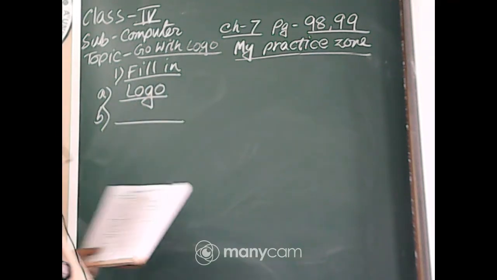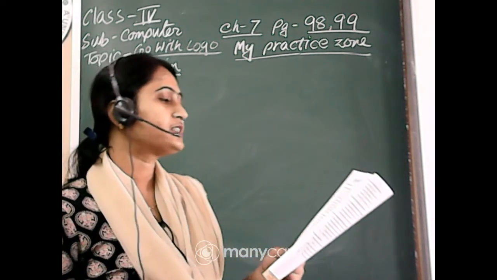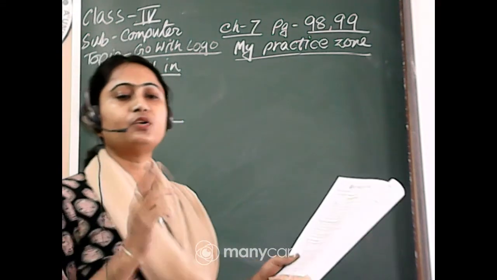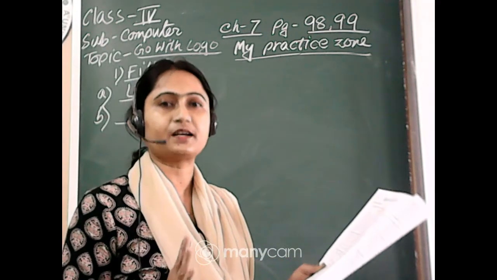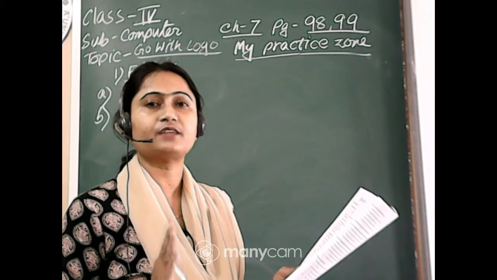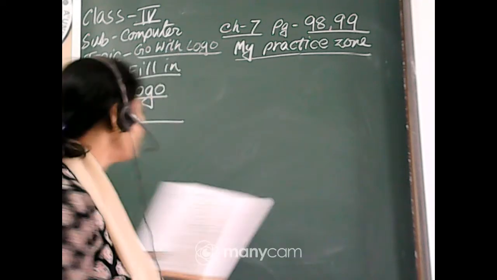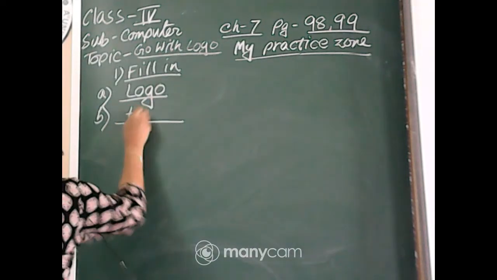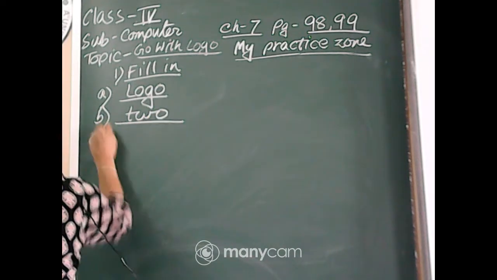Next, number B. The Logo screen is divided into dash parts. The Logo screen is divided into two parts. One is the main screen, another one is the commander window. You just write down 2 in the blank.